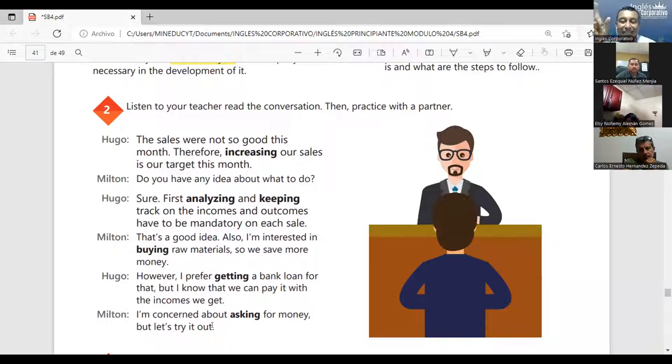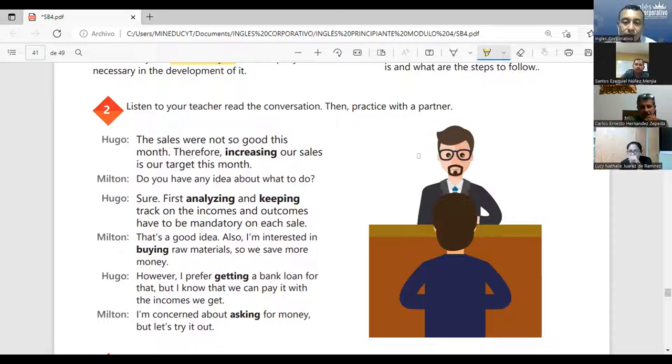All right. Now tell me, after checking the pronunciation, is there a word that is difficult for you to pronounce? ¿Hay alguna palabra que sea difícil para ustedes pronunciar? So let's check it out. Revisemos. And tell me if you want. What words are difficult for you to pronounce? Esa, increasing. Increasing, all right. What else? ¿Qué más? Any other word?